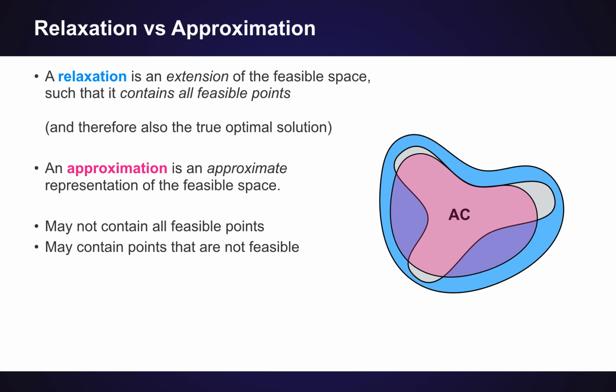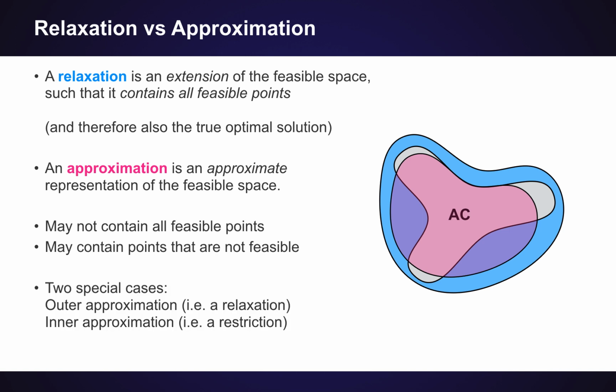And on the other hand, the approximation may also contain points that are not feasible for the true AC problem. The relaxation, on the other hand, will always contain all the feasible points, but may, and typically does, contain points that are not feasible. Okay, so for approximations, there are two special cases. Sometimes you will hear people talk about outer approximations. This is essentially a relaxation, because an outer approximation approximates the feasible region from the outside, and does not cut off any part of the feasible space.